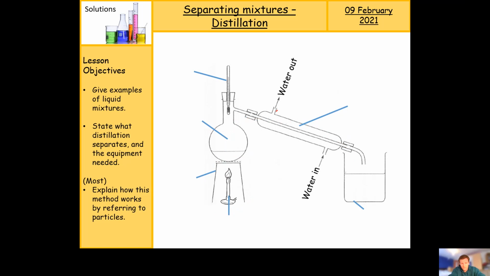Okay, so first thing we need to label is our heat source down here, and I'm hoping all of you can remember what this one is called from last time. So have a little think and see if you can guess for yourself or remind yourself, what is this piece of equipment called? And of course, then this one is our Bunsen burner.